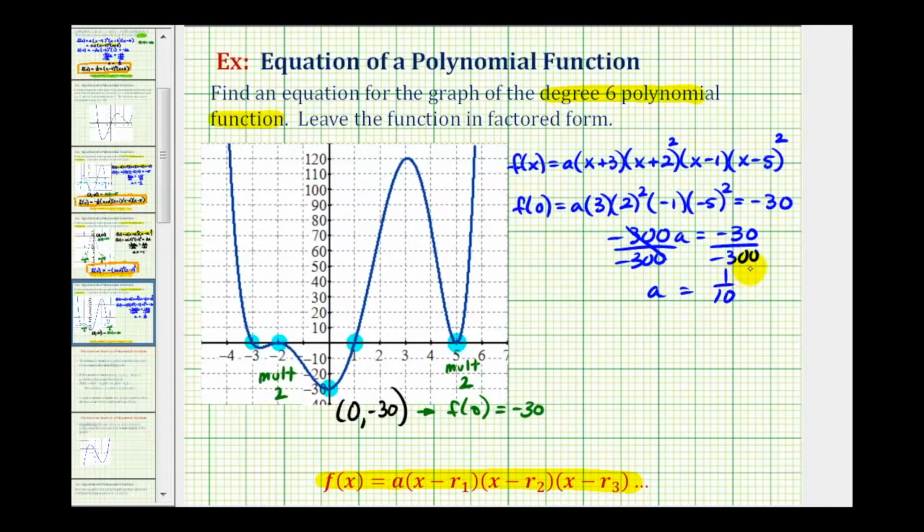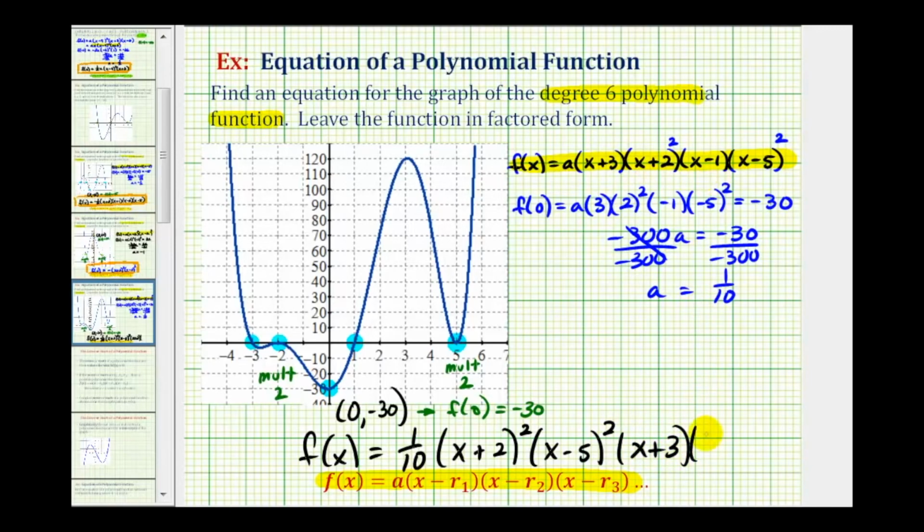Now that we know the value of a, we have all the information we need to find a function to represent our graph. We'll use this form here and substitute 1/10 for a. I think we'll also change the order here to put the squared factors toward the front. So we'll have f of x equals 1/10 times, let's put the quantity x plus 2 squared first. Then we'll put the quantity x minus 5 squared second. Then we still have a factor of x plus 3 and a factor of x minus 1.